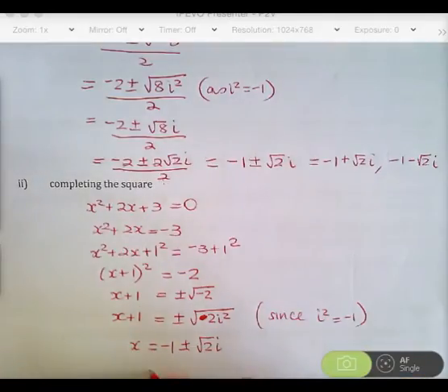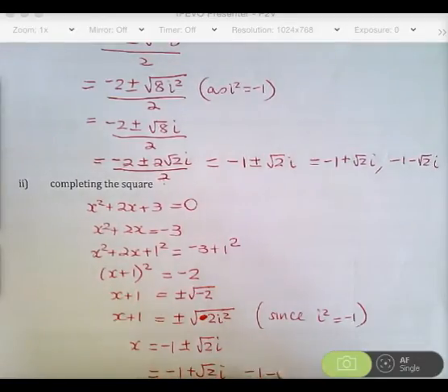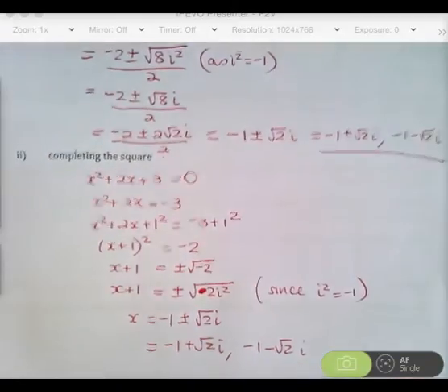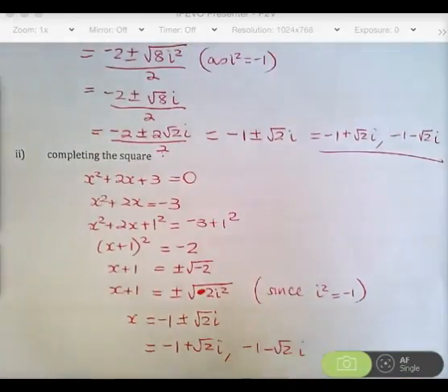Got it? So therefore your two solutions are -1 plus root 2i, -1 minus root 2i, which are the same solutions as what we got up there. So that's just two ways of solving a quadratic equation and writing the roots as complex roots. Okay?